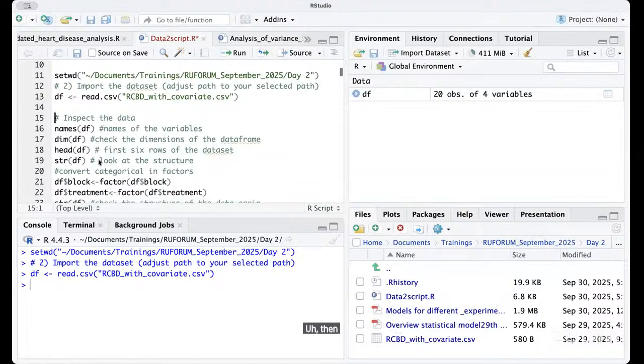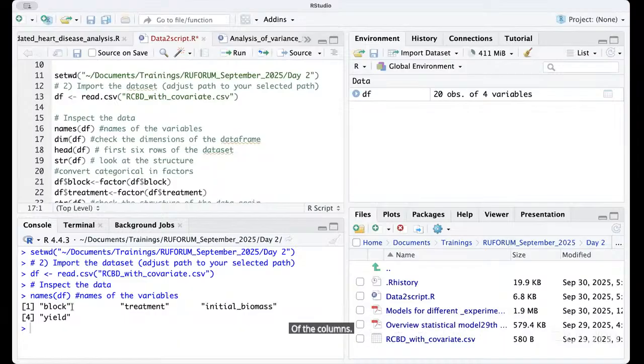Then yesterday we started looking at things like the names of the columns. Dr. Thomas, yes, please. Calvin has a question in the Q&A. Maybe you can look at it briefly.